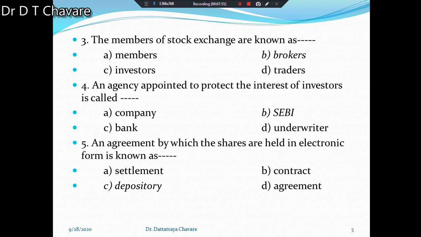Settlement? No. Contract? Not at all. Depository? Yes. That is the answer to this question. What is known as a depository? Agreement is also a wrong alternative. Try to understand.